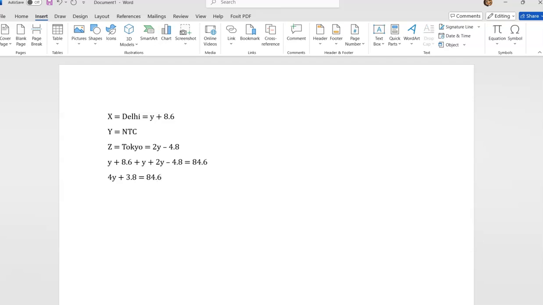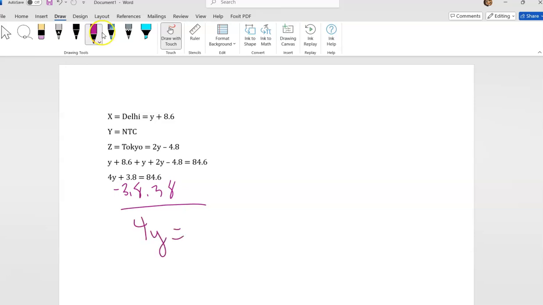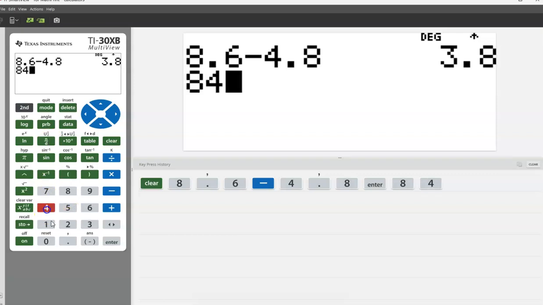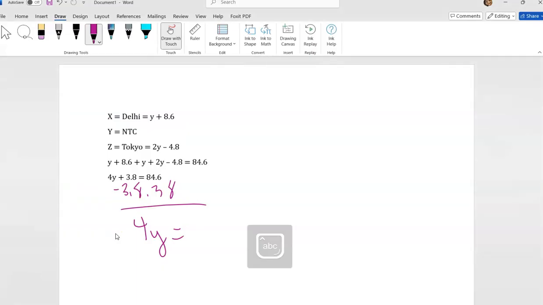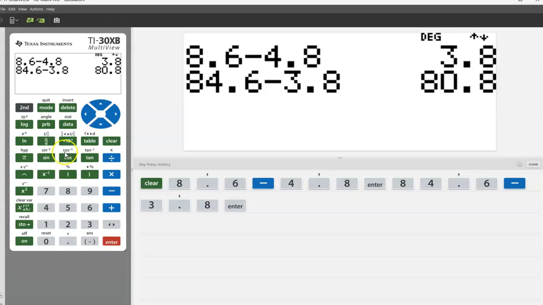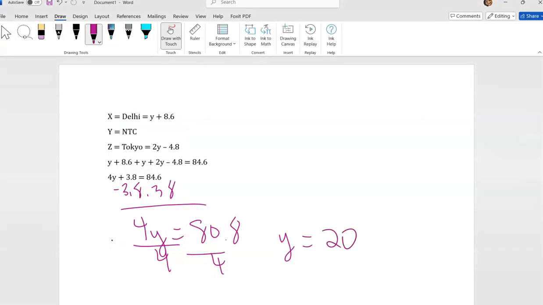Okay. Now, what are we going to do for these last steps? I have to subtract 3.8 from both sides. So then I have 4y equals 84.6 minus 3.8, and I have 80.8. And then I divide by 4. So y equals 20.2. So the population of New York is 20.2.